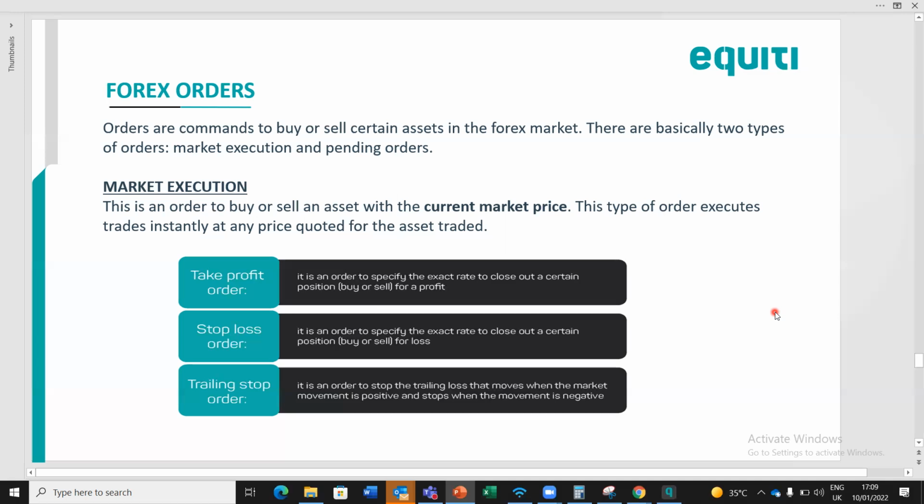Before I come to explain more of pending orders, let me give you a little explanation of it. As the name implies, pending orders are orders that are pending until certain criteria are met before they are executed or carried out. So unlike the market execution, where orders are executed instantly at the current market price, whatever price you see in the market, for pending orders it is not so. For pending orders, you want to buy when prices get to a certain point, not at the current market price.